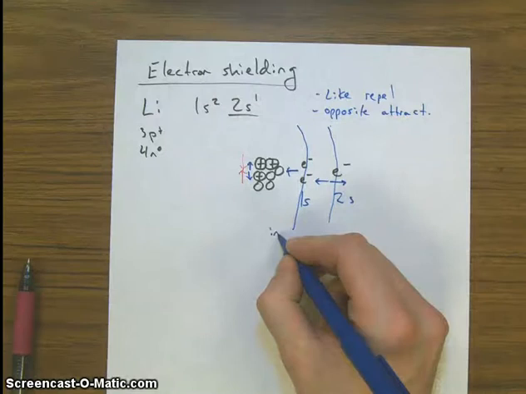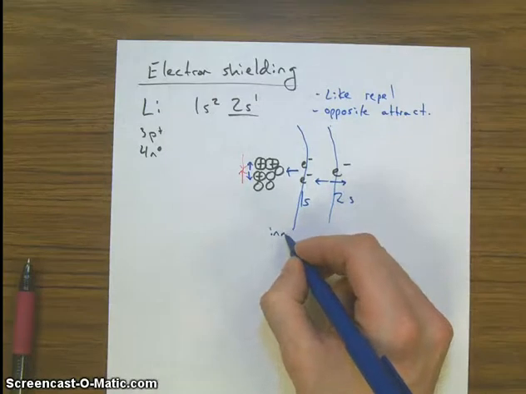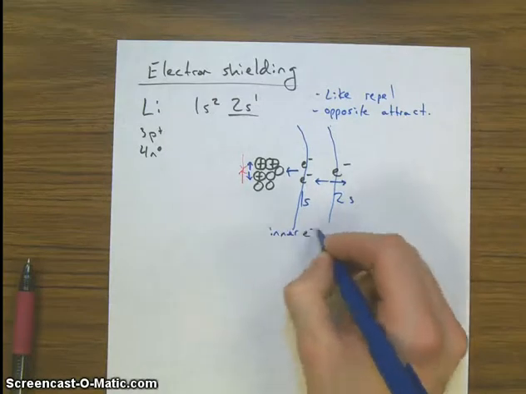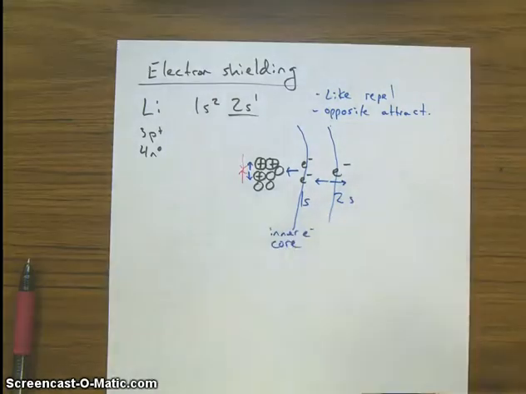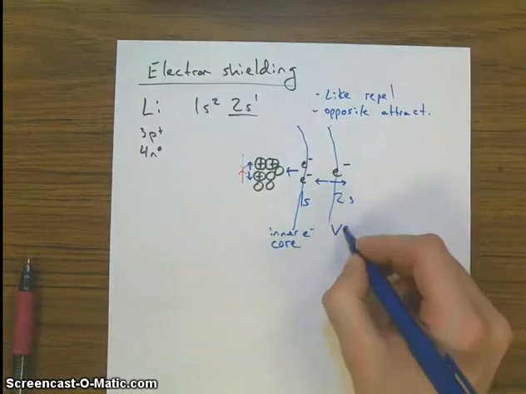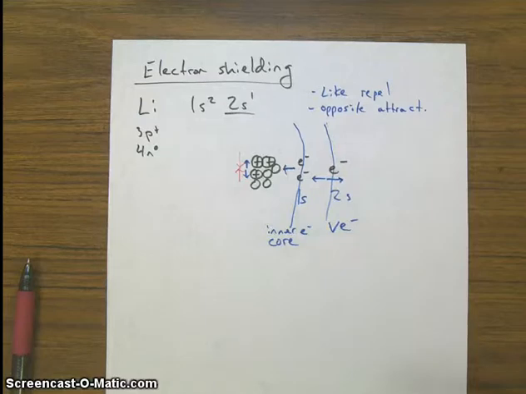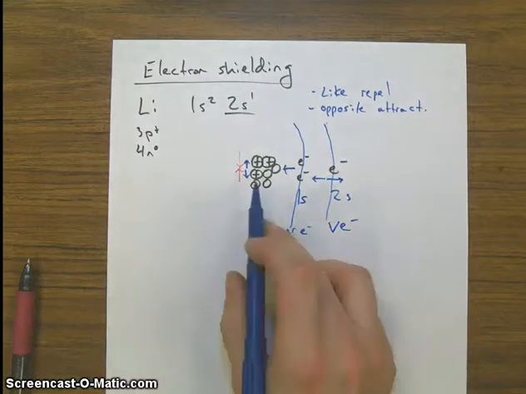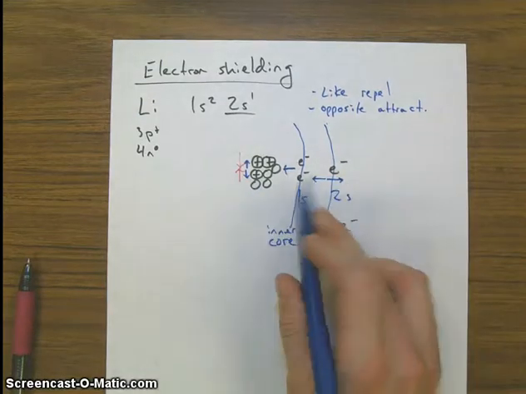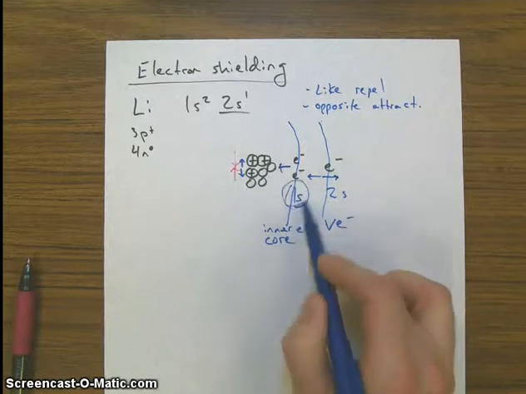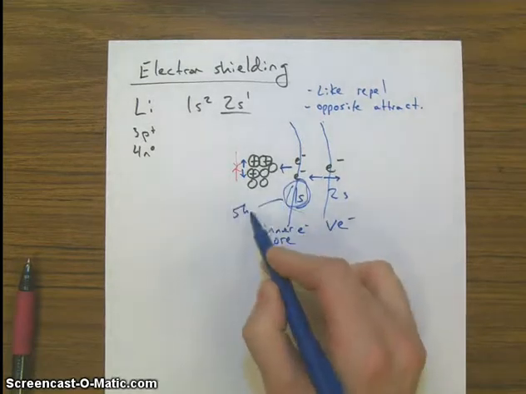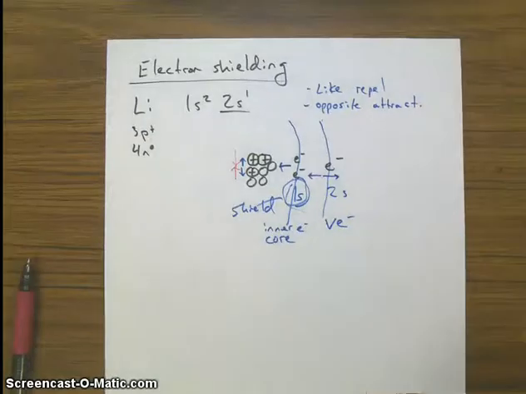Those are the inner electrons, which we call the core electrons, the inner core electrons. These guys are the valence electrons. So how do we figure out systematically, a way that we can always get it right, how much pulling there is from the nucleus and how much pushing back there is from this first shield? This is our shield here.